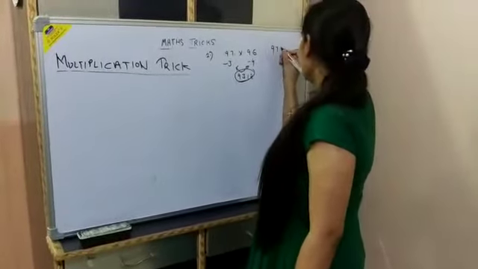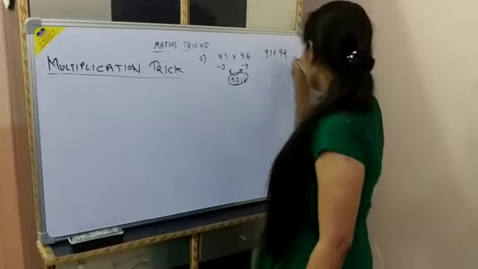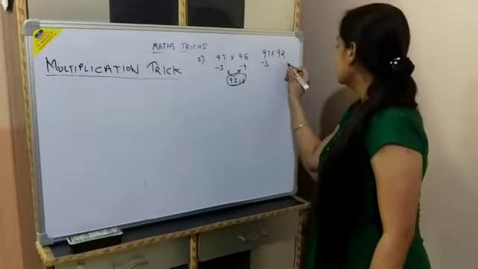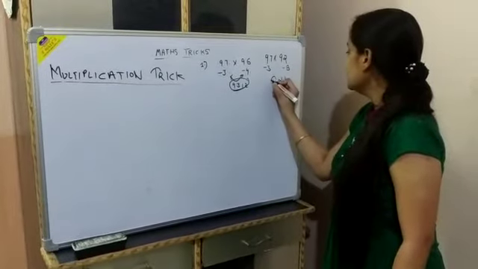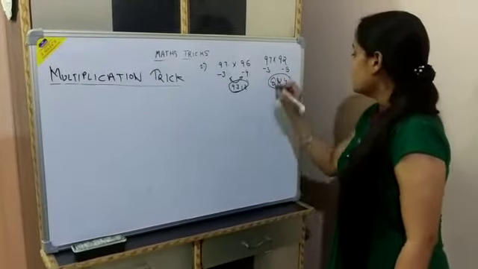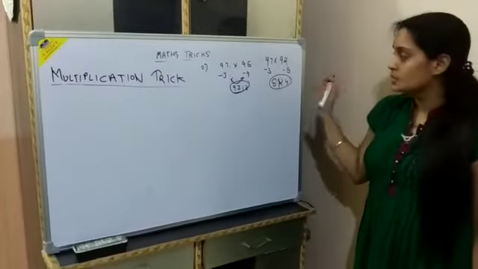The example for this is 97 into 92. Minus 3, minus 8. 8 into 3 is 24. 92 minus 3 is 89. You can check the answer. You will get the answer in 2 seconds only.